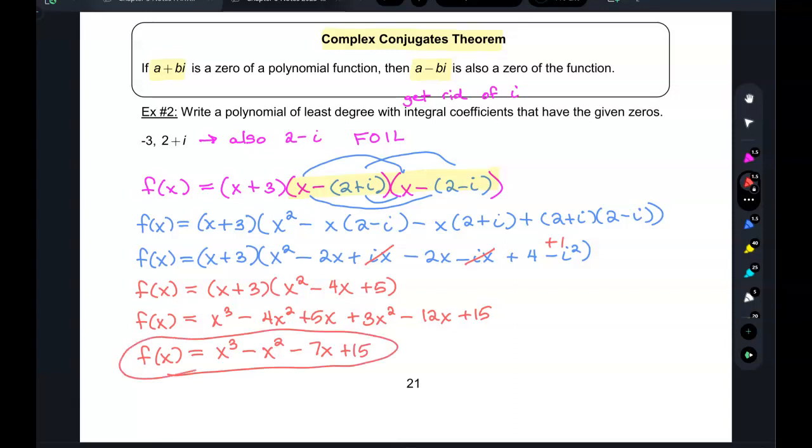Let's factor it. Now, imagine I can't give you that many of these because see how long that took. It took a long time.